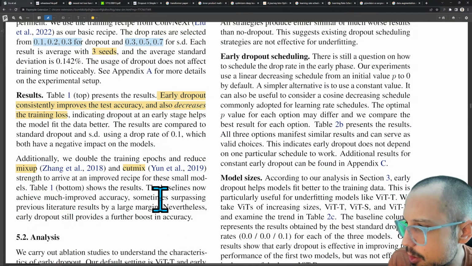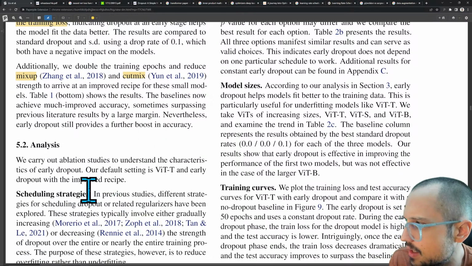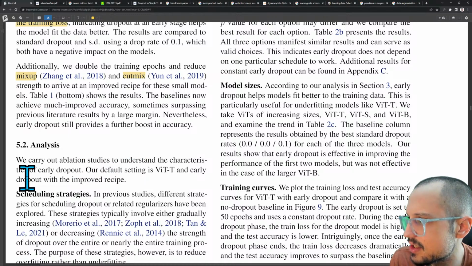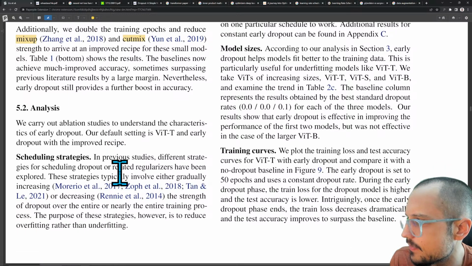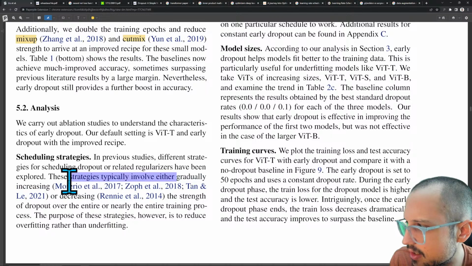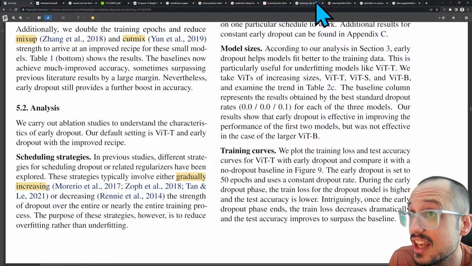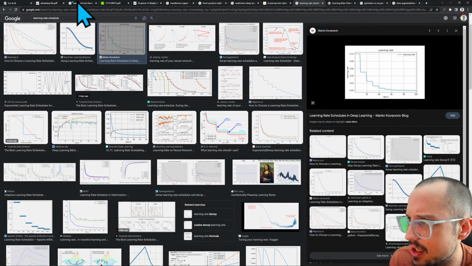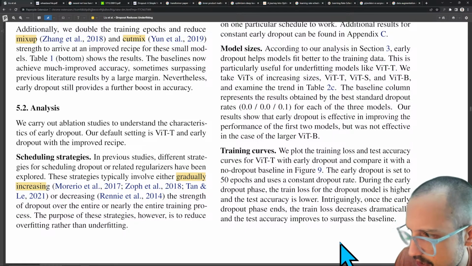Baselines now achieve much improved accuracy, sometimes surpassing previous literature results by a large margin. Carry out ablation studies to understand the characteristics of early dropout. Our default setting is ViT and early dropout with the improved recipe. In previous studies, different strategies for scheduling dropout or related regularizers have been explored. These strategies typically involved either gradually increasing or decreasing the strength of dropout over the entire training. Okay, so maybe they are kind of doing what I was saying, where you have a more complicated schedule, right? Where maybe initially you have a higher dropout rate and then you decrease it over time.